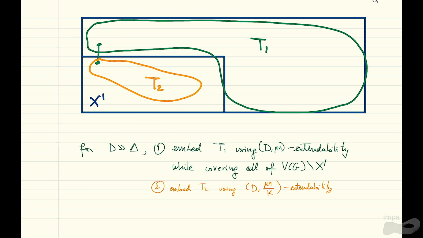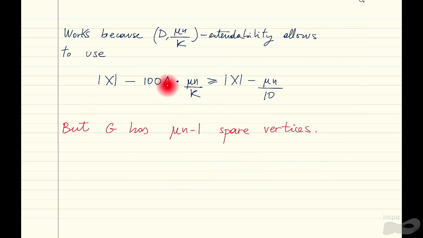And the key part here is that we gain this extra factor 1 over K in the extendability method. And now we can embed trees of size what is left over. This is X, it should be X prime. Size of X prime minus the thing coming from the maximum degree, but now with mu n over K. And the thing is, we have mu n vertices, and we embed things up to size of X minus mu n over 10. So we are gaining these things.